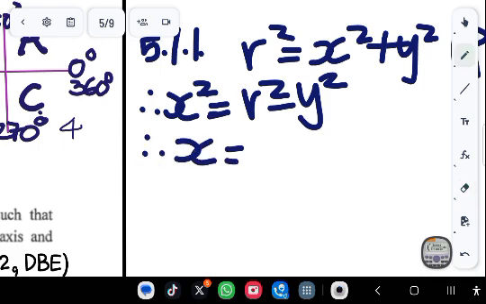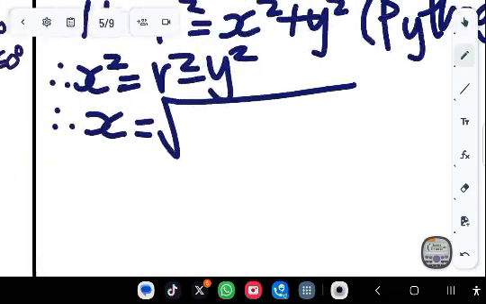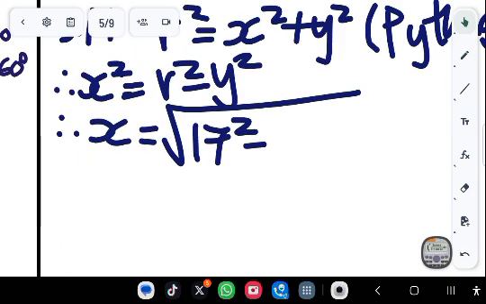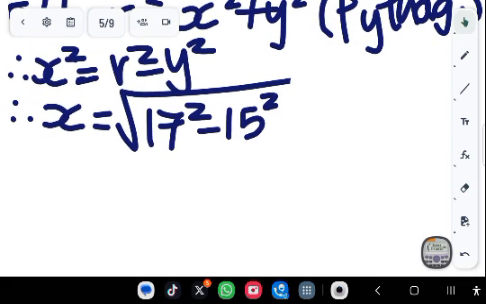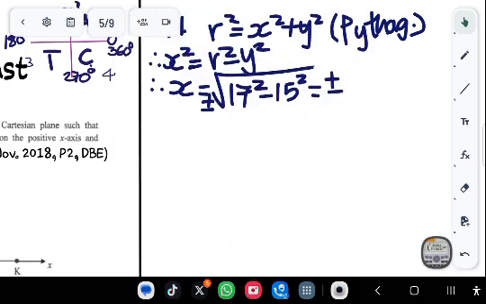Therefore x will be equal to the square root of, what is r squared? r is 17, so that will be 17 squared minus y is 15, minus 15 squared, and that equals plus or minus. Take out a calculator. Square root of 17 squared minus 15 squared, and that gives us 8. The square root of that is 8. So that is equal to plus or minus 8.